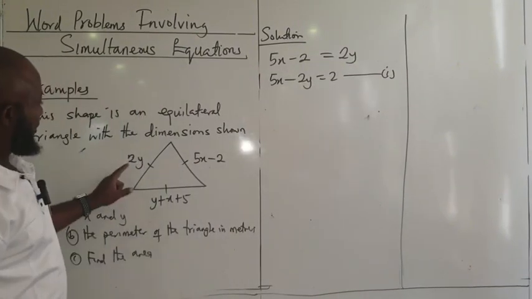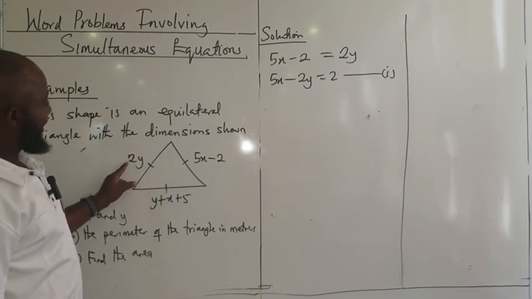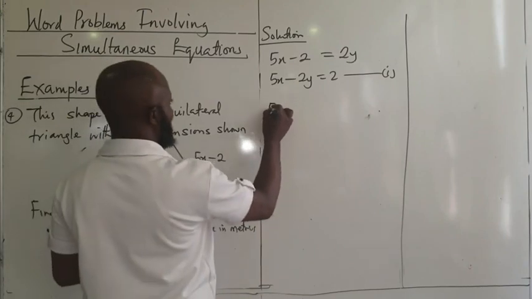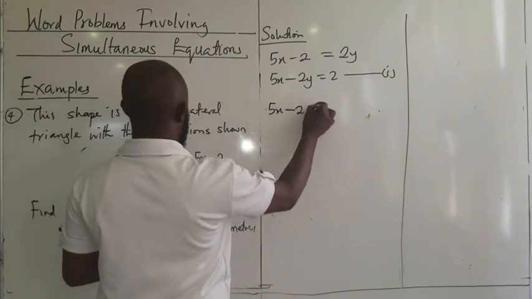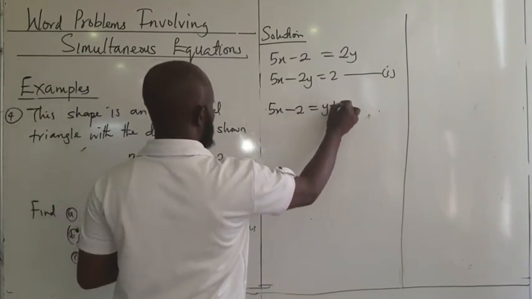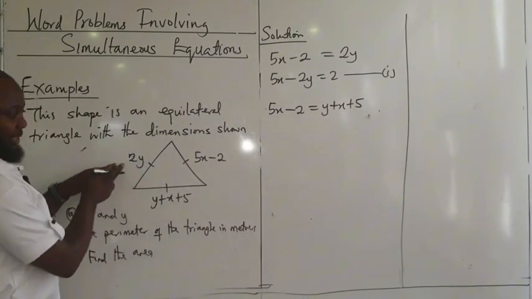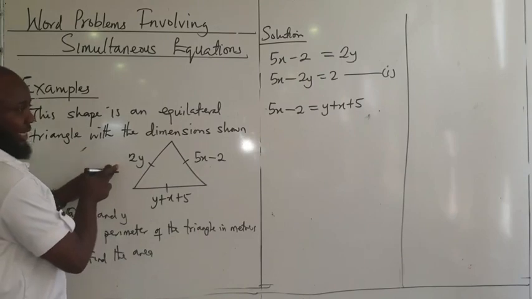Then another one, we have connected this and this together. So let's bring this and this. So which means 5x minus 2 equals to y plus x plus 5. You can as well connect this and this together. It's still the same thing. So whichever one, you're still going to get the same answer.